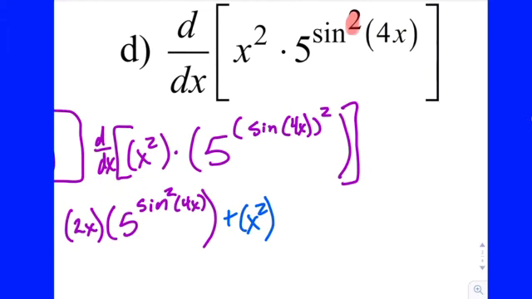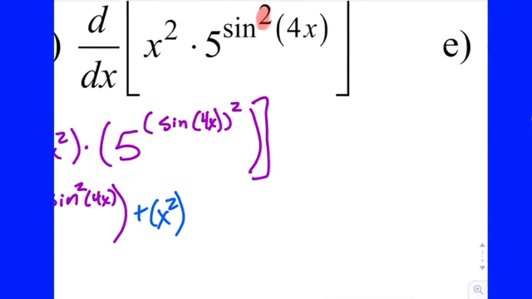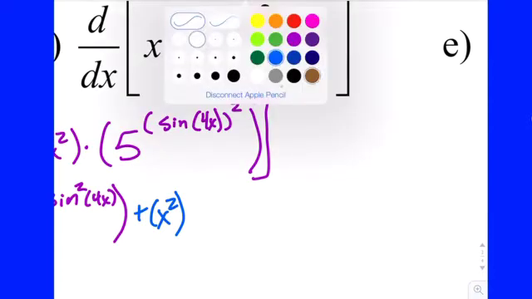how many layers in it? The next factor. 4 layers. Yeah. The outermost layer is 5 to the blob, then blob squared, then sine of blob, and then the blobbiest of blobs 4x. So you're going to have 5 factors here. I'll color code them. Let's start with brown.